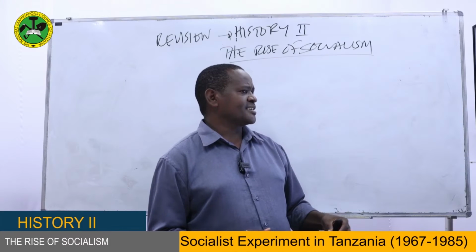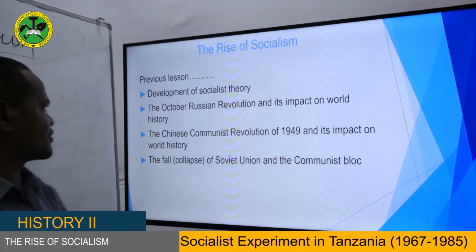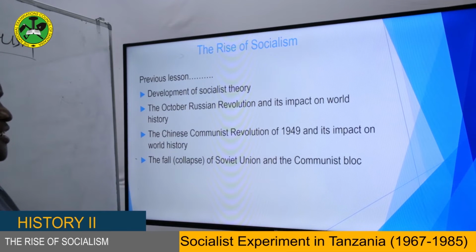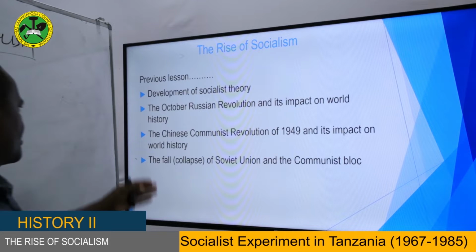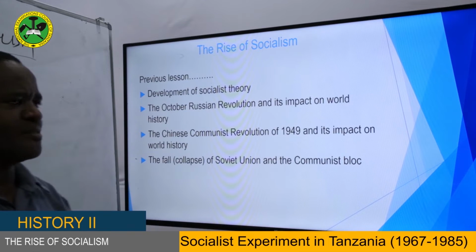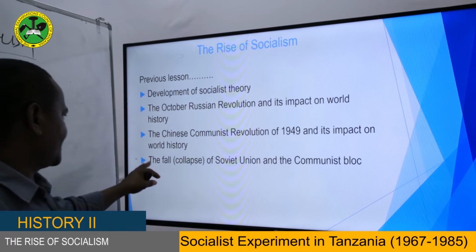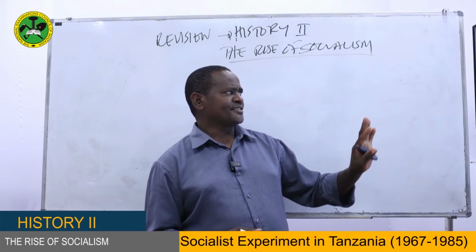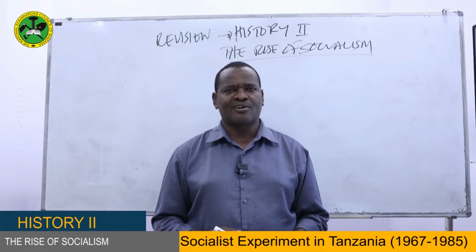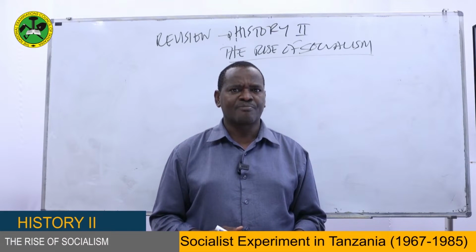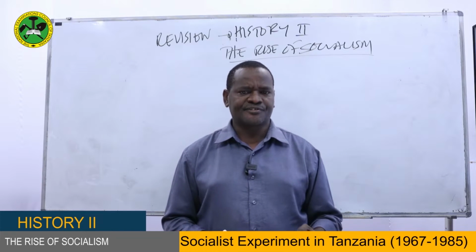In the previous lesson, my dear students, we looked at the development of socialist theory, the October Russian Revolution and its impact on world history. We also looked at the Chinese Communist Revolution of 1949 and its impact on world history, and the fall or collapse of the Soviet Union and the communist bloc. This is what we looked at last time, and it's my hope that you understood our lesson. And so you can go with me today to finish up this topic.